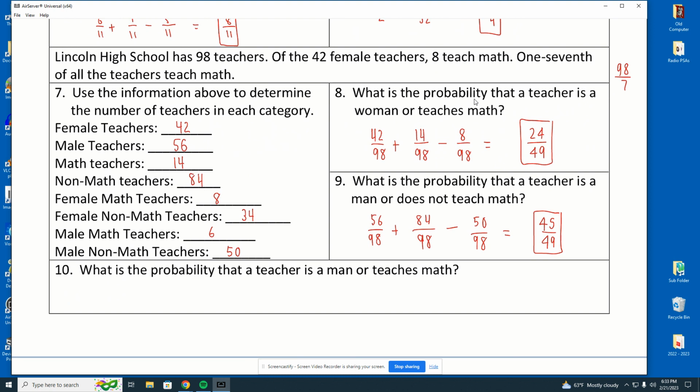And the last one, what's the probability that a teacher is a man? Well, we just did that one, right? That's 56 out of 98. Or teaches math. Well, there are only 14 math teachers out of 98. But how many are men who teach math? Those got double counted. 6 of them got double counted. So therefore, we subtract them to get it back to where it needed to be, and that reduces down to 32 out of 49. So you have to think from the perspective of you add the probabilities, but then you subtract the overlap. And if you understand that, then yesterday's assignment was pretty simple.